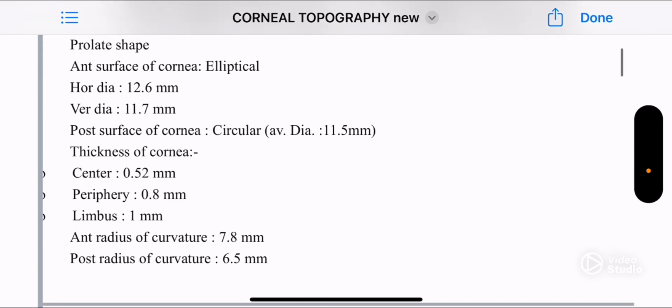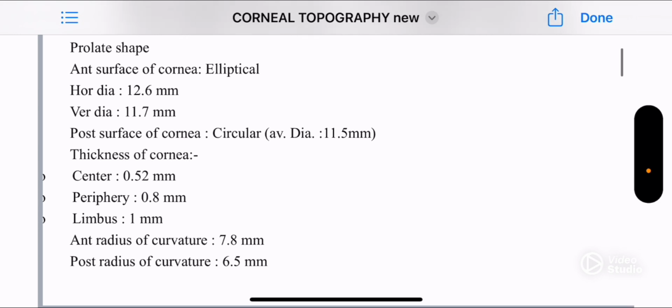Now coming on to a few values of the normal cornea. The normal cornea is prolate shaped. What is meant by prolate shape is that the center of the cornea is steep while the periphery of the cornea is flatter as compared to the center. The anterior surface of the cornea is basically elliptical and has an average horizontal diameter of 12.6 millimeters, while the average vertical diameter is approximately 11.7 mm.